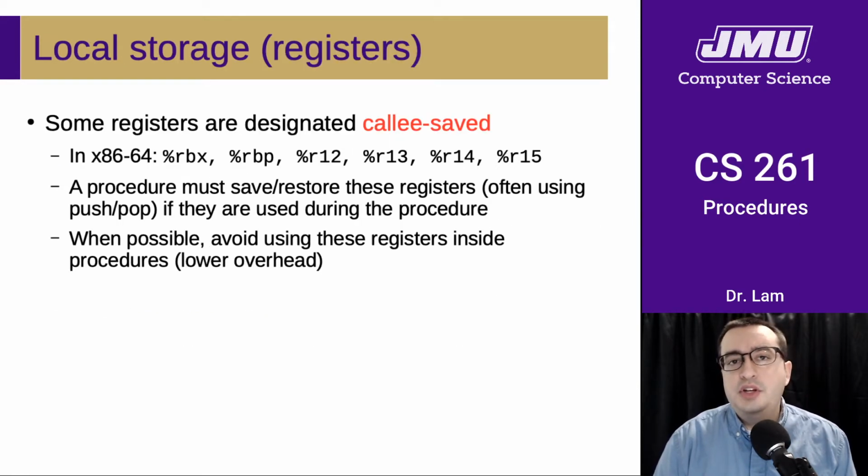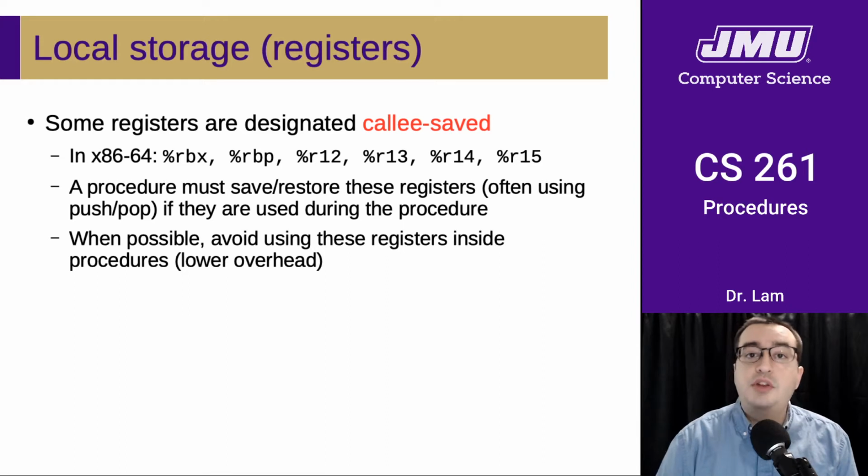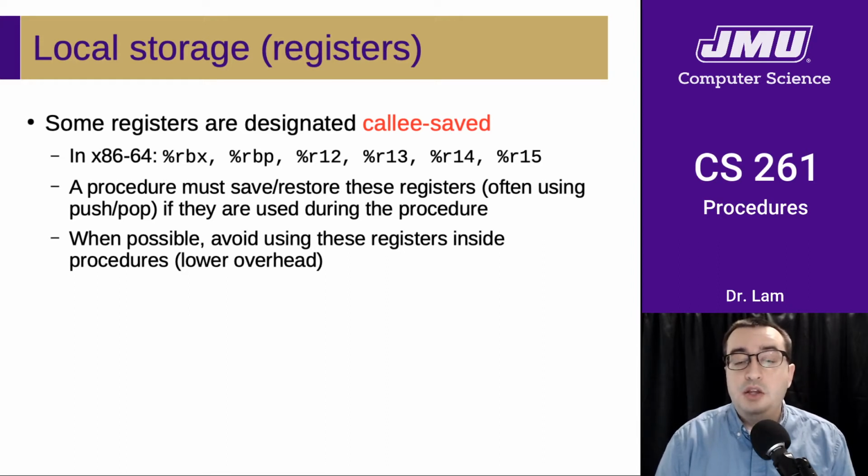So the procedure, the callee, may also need some local storage, so it may need to be able to use some registers and some memory space. So some registers are designated callee saved. So in x86-64, it's these registers that are listed here. If you wish to use these registers inside of a procedure, you are supposed to save and restore these values. Usually you can do this simply by pushing the old value onto the stack and then popping it off at the end of the procedure. And so it's a good idea to avoid these registers when you can, because that's a little bit of extra overhead for your procedure.